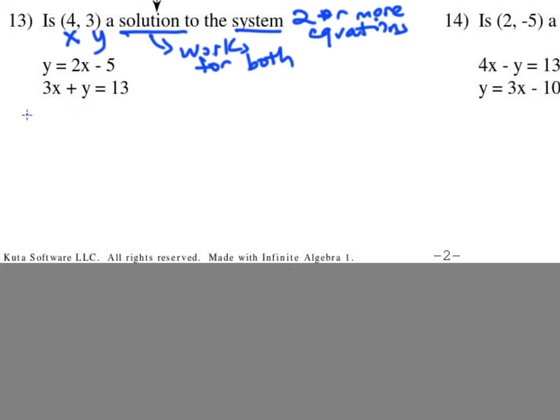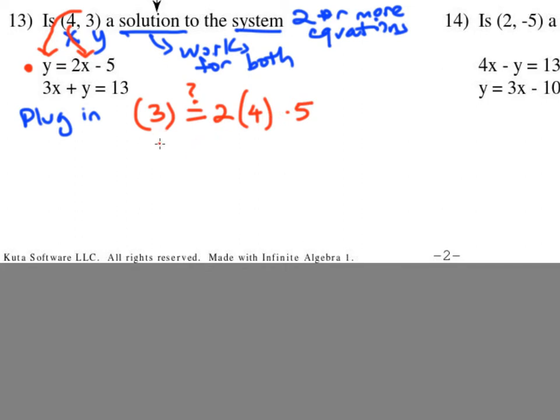Well, just plug it in to both. I'll do the red and green thing again so we can see clearly. What do I plug in for y? I plug in this number right here, this 3. So 3, with a question mark because we're not sure if it works, equals 2 times x, which is 4, minus 5. Does 3 equal 2 times 4, which is 8, minus 5? What is 8 minus 5? That's 3. So 3 equals 3. Looks like it works. So this one works.